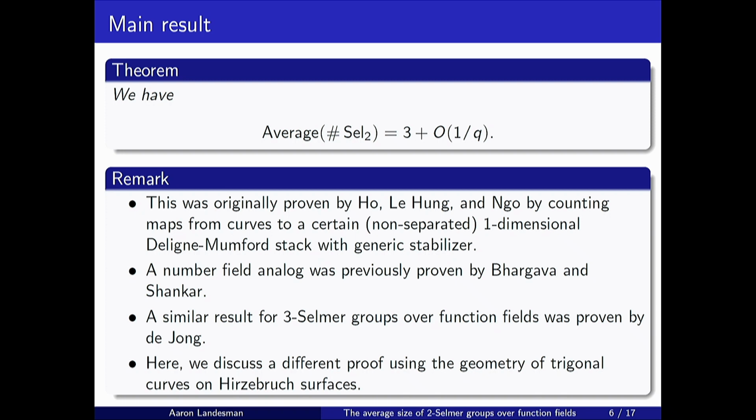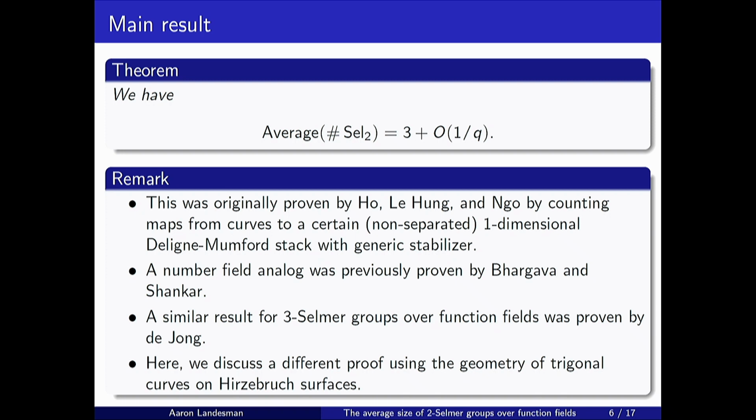Anyway, there's other results. So if instead of working over function fields, you work over number fields, in particular over Q, Bhargava and Shankar computed this. And they also computed the average size of 3, 4, and 5 Selmer groups. And a version for 3 Selmer groups was proven by Johan de Jong around 2000. An analogous story, but there the average size is 4 instead of 3. And now I want to discuss a proof I came up with using the geometry of curves and moduli spaces of curves.